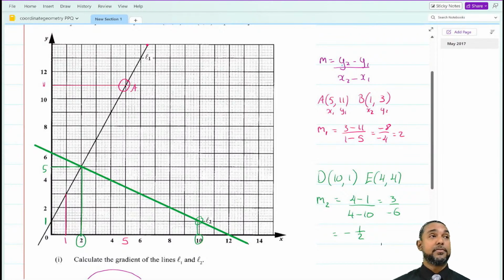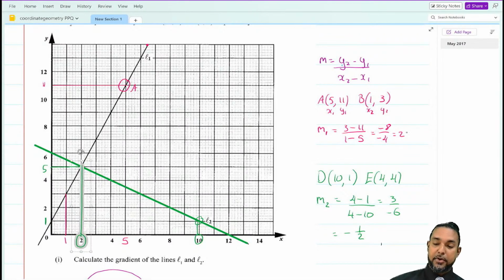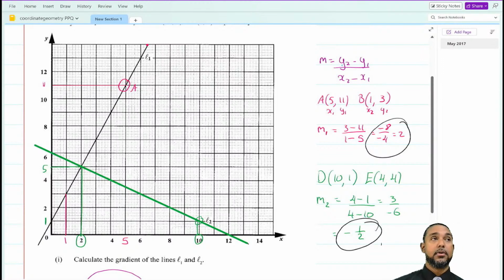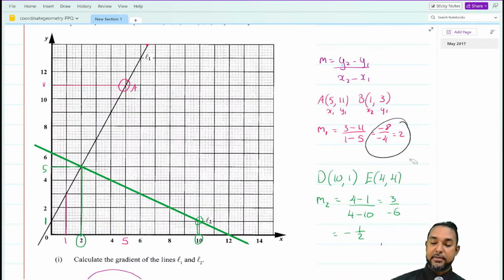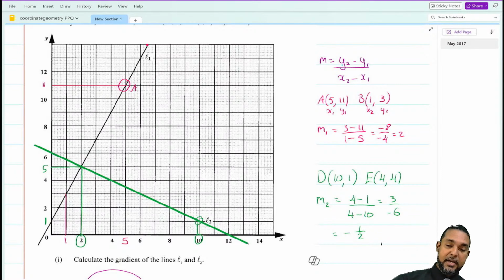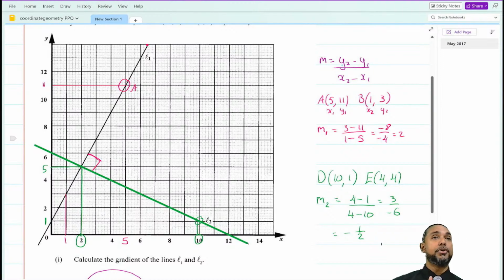Parallel lines have equal gradients. Are the gradients here equal? No, they're not, right? Perpendicular lines meet at a right angle, which means the angle between them would be 90 degrees. On top of which, the product of the gradients of the lines is equal to -1.